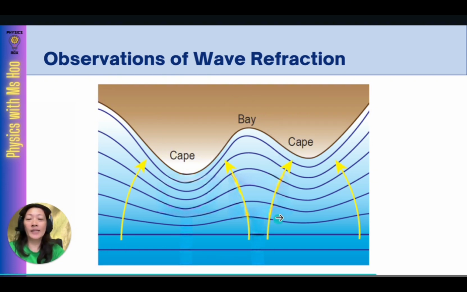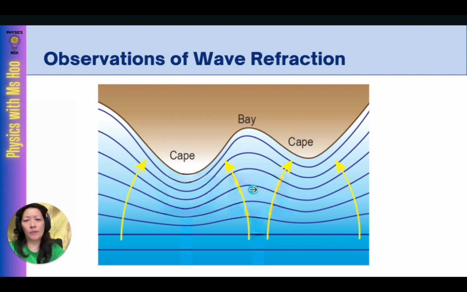So these blue lines are representing the wavefronts, and as you can see from this diagram, in the middle of the sea, the lines are rather parallel, but as they approach the shoreline, the shape slowly changes to follow the shape of the shore.